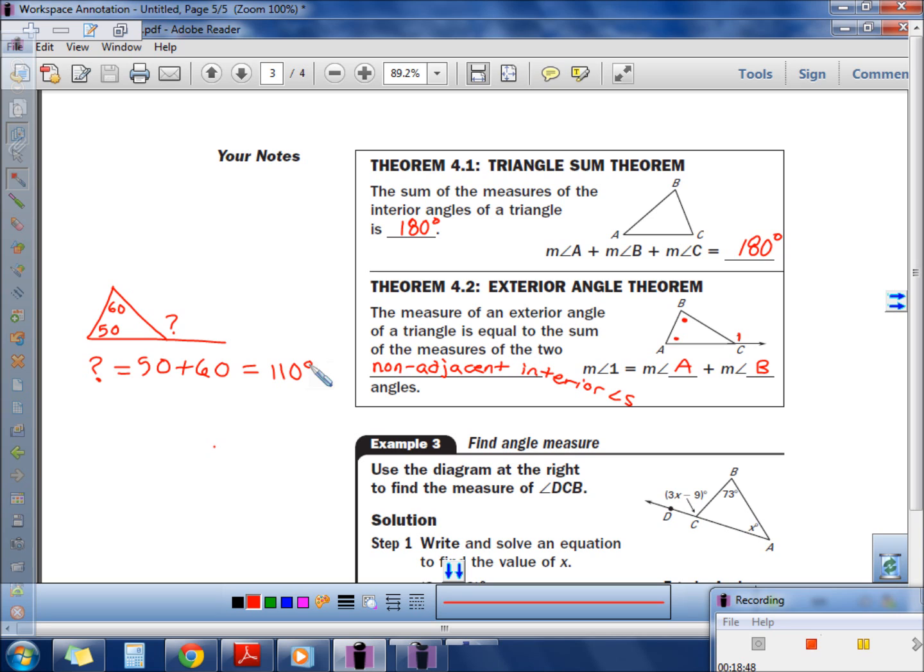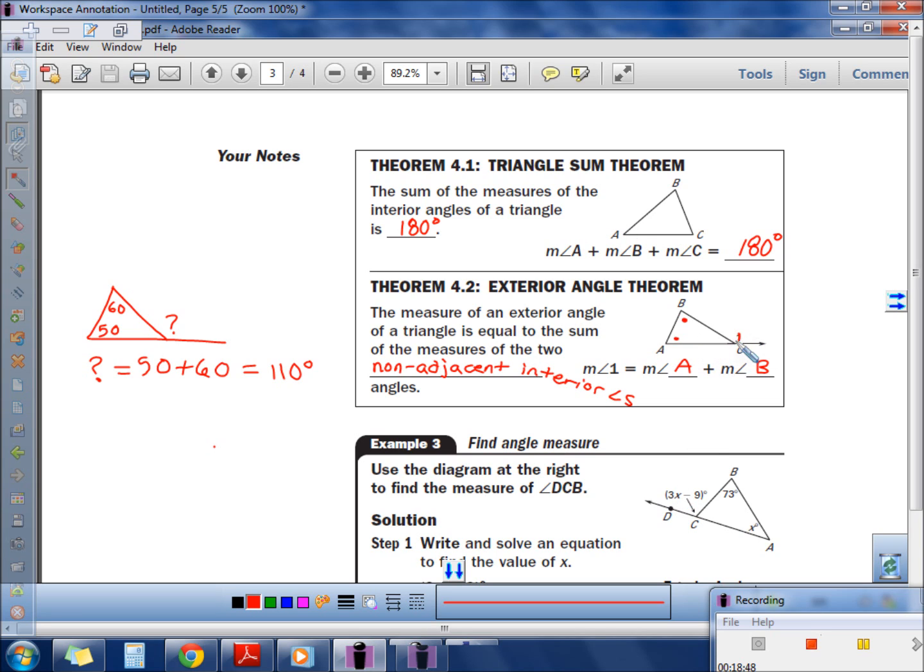Let's apply that to example 3. So we have our picture down here, and you can apply which one of these two theorems to this problem. Is this the interior angle one or the exterior angle one? Exterior. How'd you know it's exterior? Well, it has an exterior angle. So it's definitely not going to be this interior one. So I'm going to be using this one.